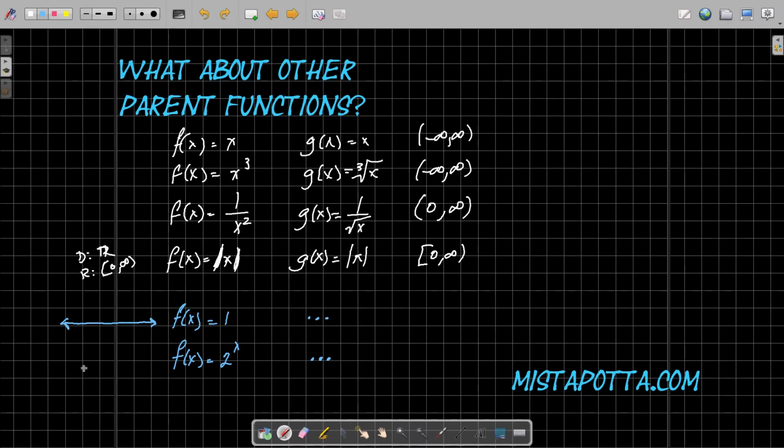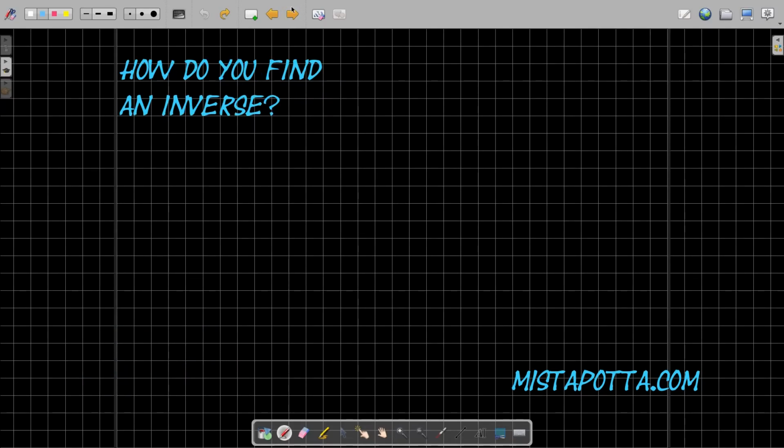Now, what's interesting here is that I need to remember that my domain can be all real numbers, but my range is going to be x strictly greater than 0. These are going to have to enter into what I'm expecting for my inverse. So let's keep going. How do you find an inverse?